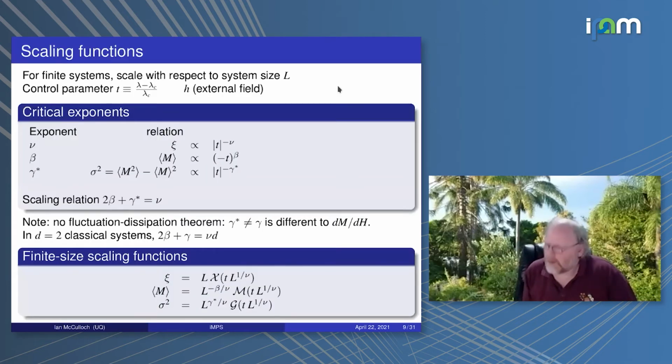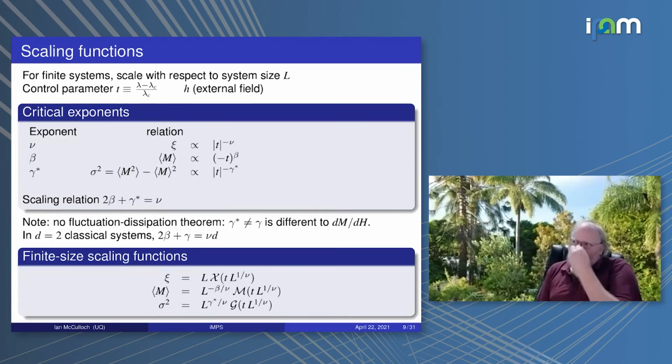Okay. So now to look at scaling functions. For a finite system, we scale with respect to the system size L, and for a quantum system, we're going to have a control parameter, which is how far away I am from the critical point. For a classical system, we'd replace this with the temperature, but we're looking at quantum critical points here. In general, we'd also have scaling with respect to some external field as well, which I'm not going to look at today.